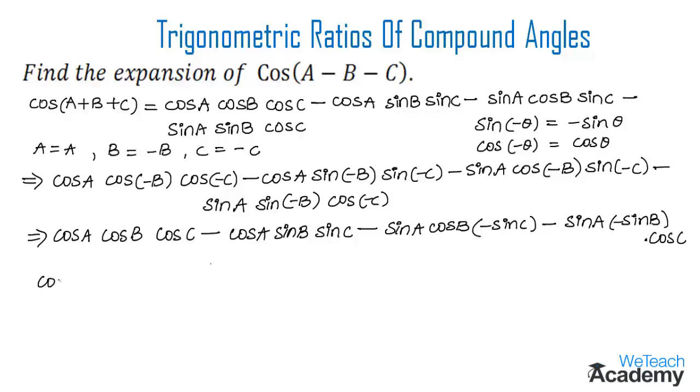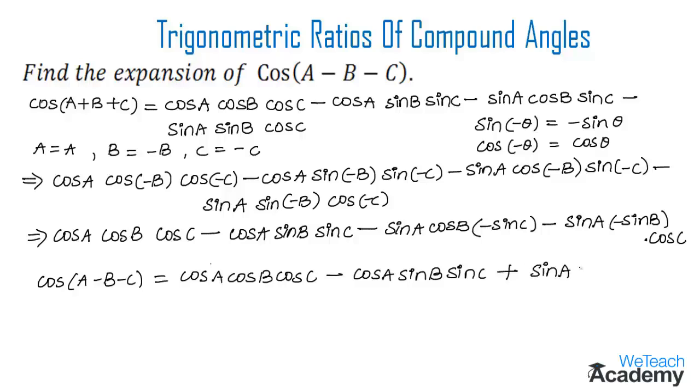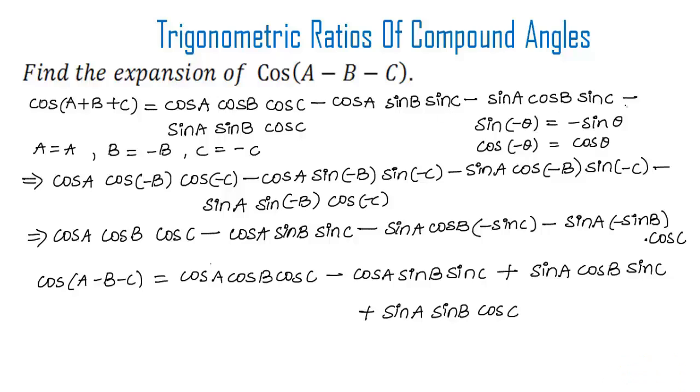So we get the expansion of cos(A - B - C), which is equal to cos A cos B cos C minus cos A sin B sin C, and here minus into minus becomes plus, so we get sin A cos B sin C, and then again minus into minus becomes plus, so we get plus sin A sin B cos C. This is the expansion for cos(A - B - C). Make a note of the formula, that is, cos(A + B + C) is equal to cos A cos B cos C minus cos A sin B sin C minus sin A cos B sin C minus sin A sin B cos C.